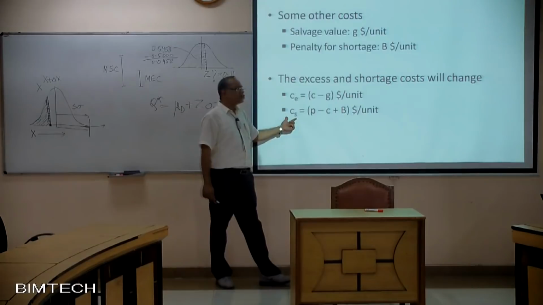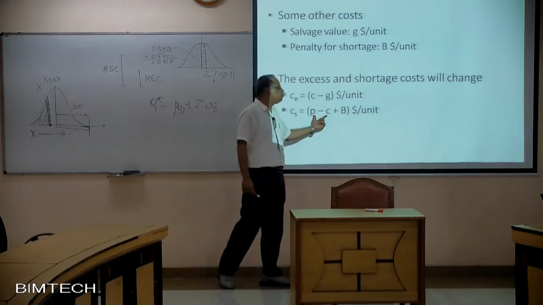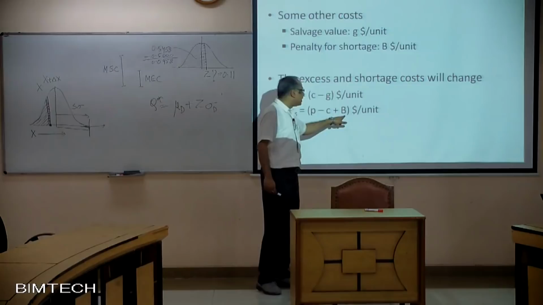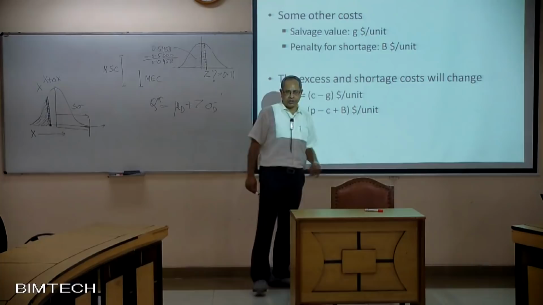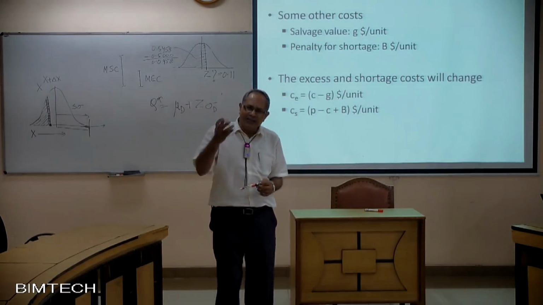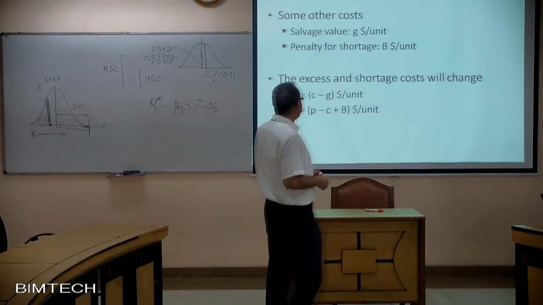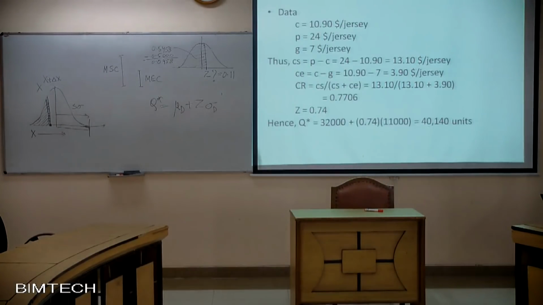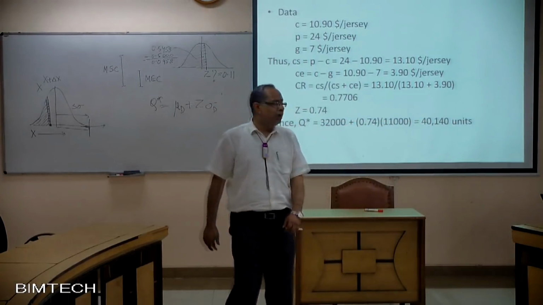Let's come to the shortage cost. If I fell short, I was losing P minus C, the margin. But now I am also losing an additional amount B. So this is P minus C plus B dollar per unit. Okay, so we are just modifying our situation, adding certain elements which are more realistically possible in a real life situation. Okay, now if that is the case, let's extend our NFL replica jersey example.